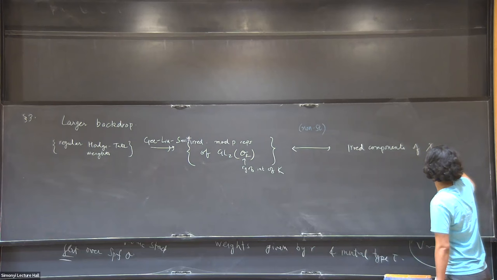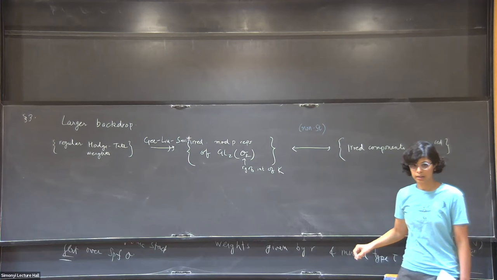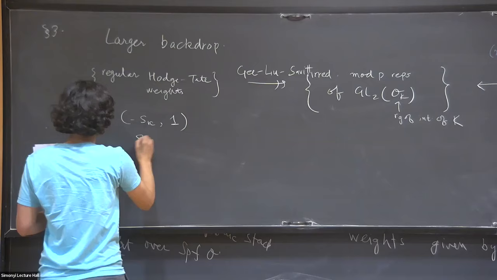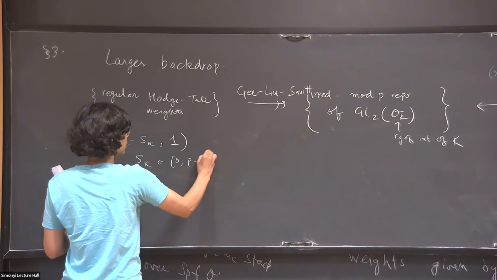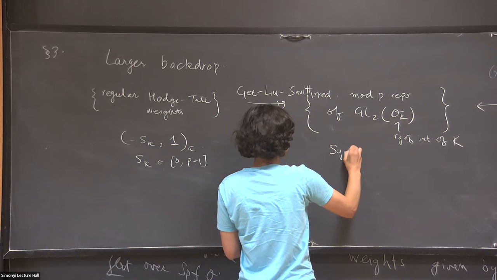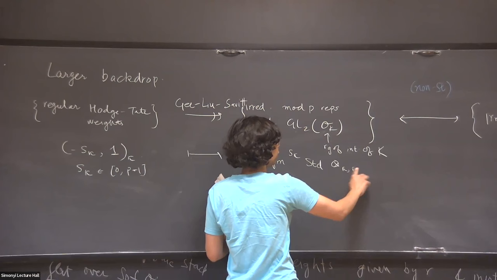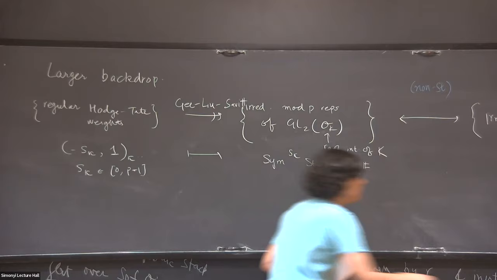It's always the d equals two situation, so just two integers for every embedding of k. Yes, so something like, let's say, s_kappa minus 1, where s_kappa is between 0 and p minus 1. If you have this sort of data, then you can send it to Sym^{s_kappa} of the standard two-dimensional representation of GL2 of the residue field, and maybe change the coefficients from K to F. But anyway, I'll just erase this because I don't want to get too much into it.